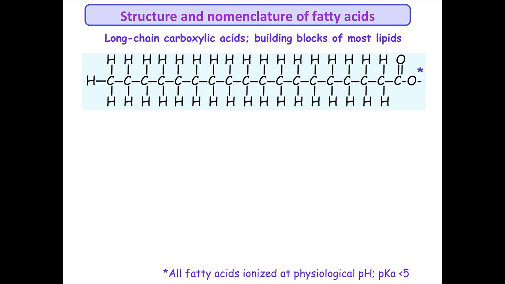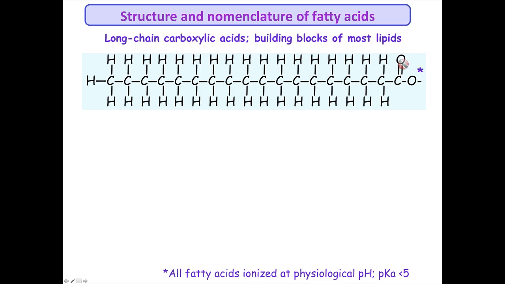Alright, so structure and nomenclature of fatty acids. Nomenclature just means you're going to be naming these things. How do we name this? One of the things I want to point out here is that this is a typical fatty acid. In a fatty acid, there are two ends. One end is your carboxyl end, so you see C double bond O, OH, or at physiological pH it'll be ionized, so it'll be C double bond O, O minus.